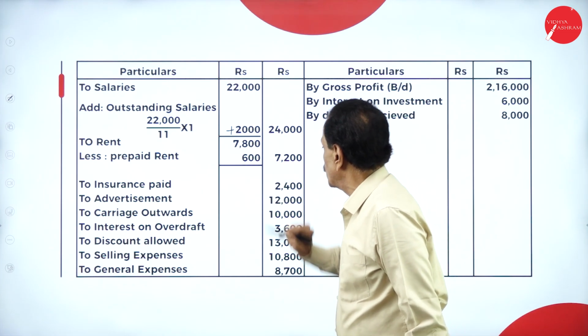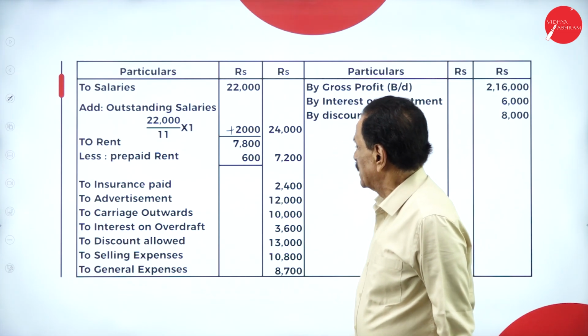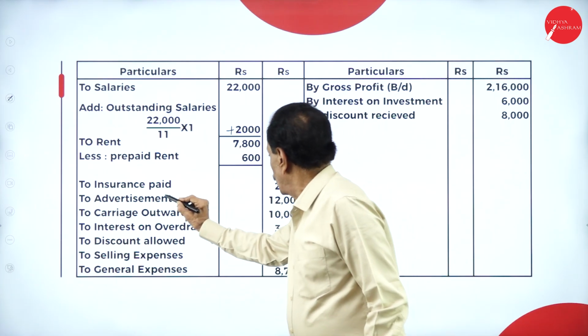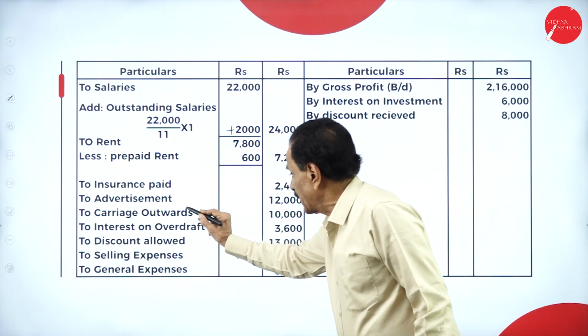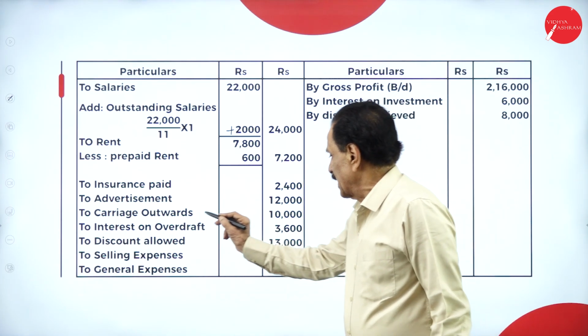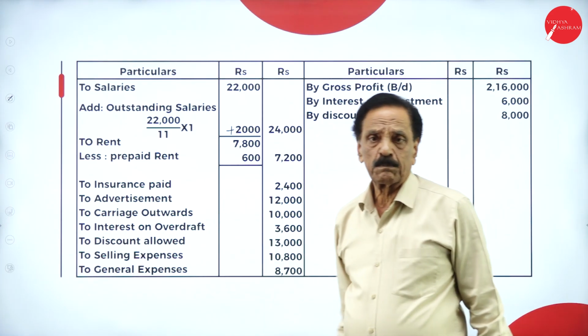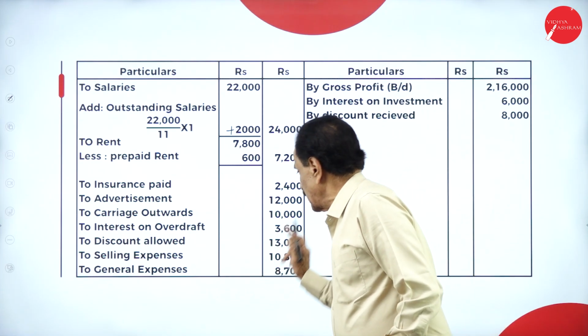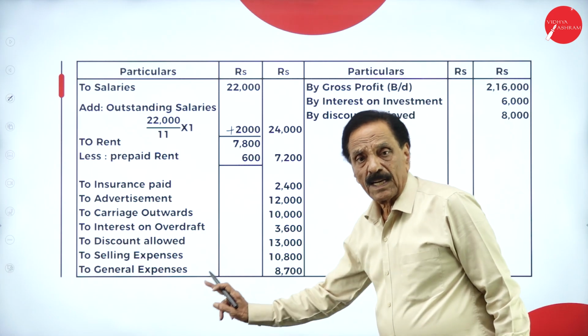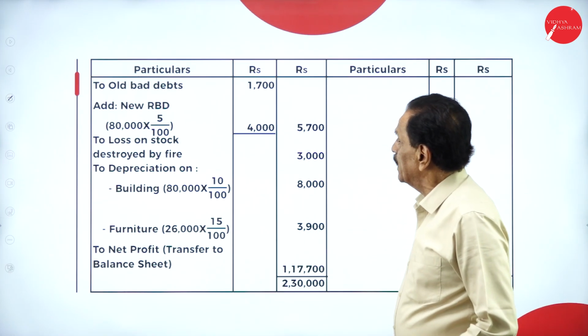So how much paid more? 6,000. Real amount is 7,200. 1 month more, 1 month less. Insurance is an expenditure. Advertisement is an expenditure. Carriage outward is an expenditure. Interest on overdraft is an expenditure. Discount allowed is an expenditure. Selling expenses is an expenditure. General expenses is also an expenditure.